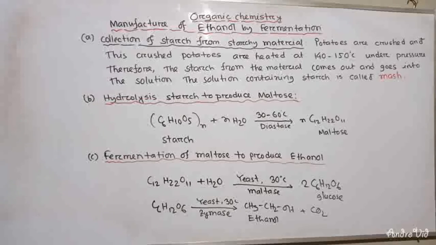By this way you will get a 7 to 12% ethanol solution. A 7 to 12% ethanol solution is called wash. After having this wash, it is subjected to fractional distillation to get rectified spirit. So after you have got this ethanol, you convert it into rectified spirit. Finally, after having the rectified spirit, you will be able to get absolute ethanol.